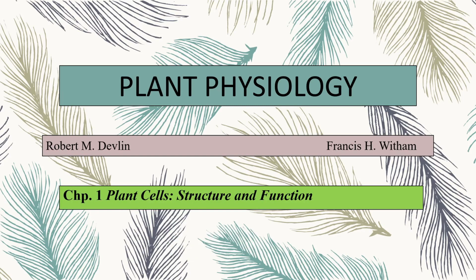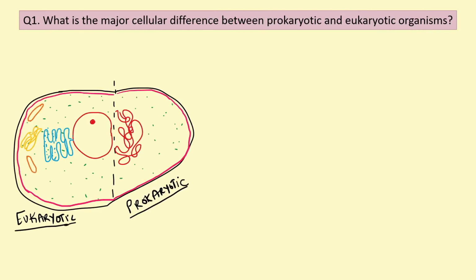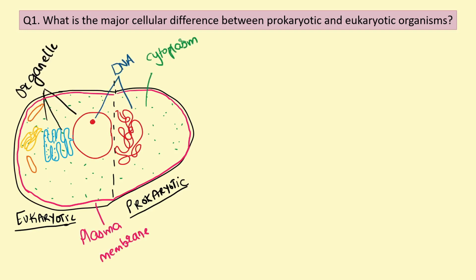So, let's begin. Our first question is, what is the major cellular difference between prokaryotic and eukaryotic organisms? Now we all know cell is the basic membrane-bound unit that contains the fundamental molecules of life, like DNA. The cell consists of different organelles. Every part of our body is made up of cells. Now the common constituents of a cell are the DNA, ribosomes, cytoplasm, and the plasma membrane.